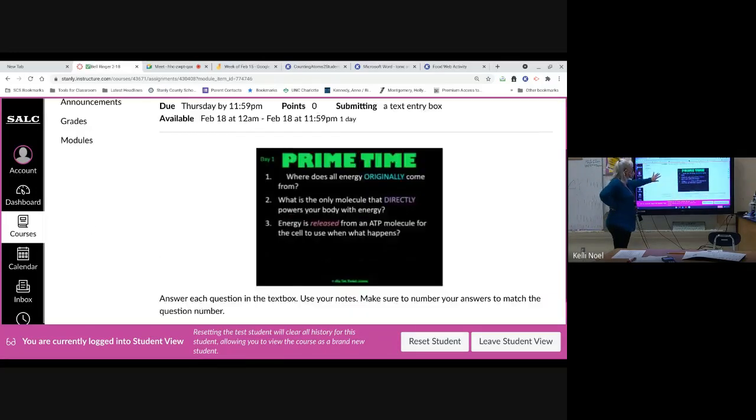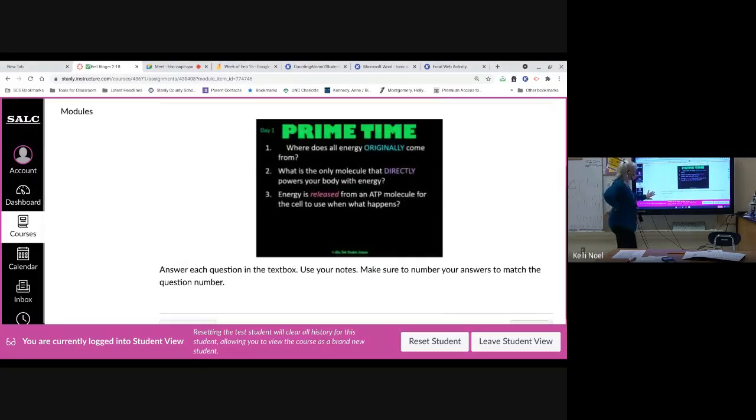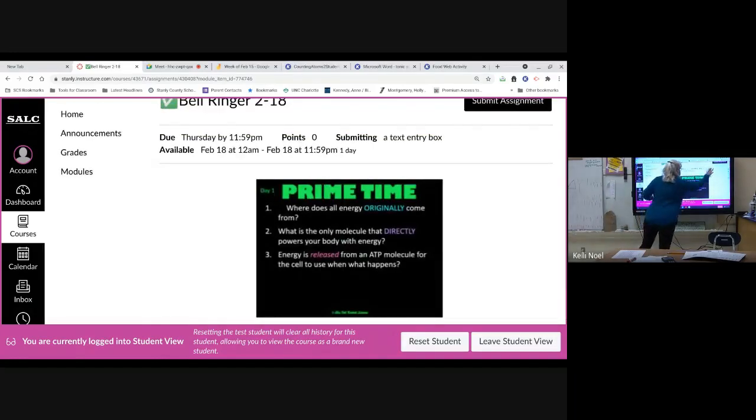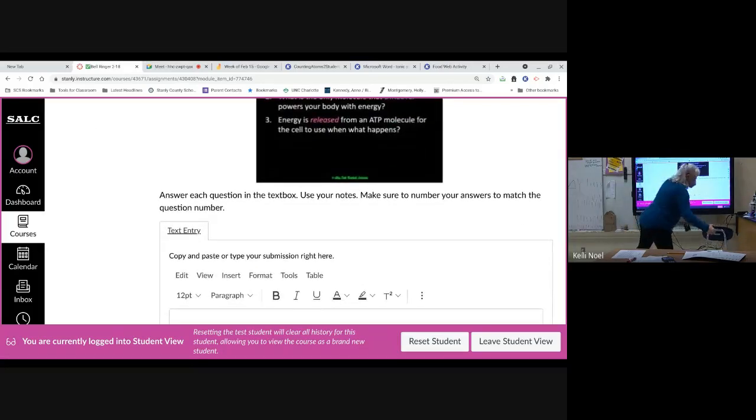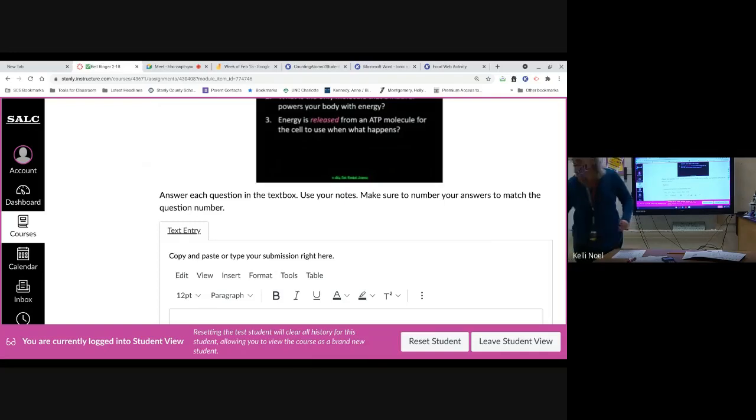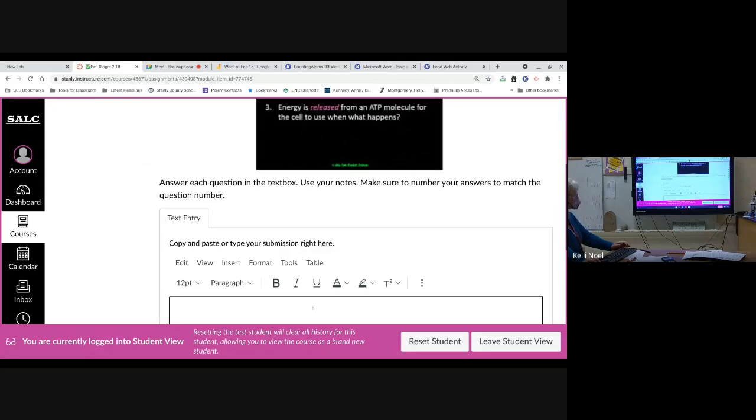So we have 3 questions here. And we're going to click on Submit Assignment so I can get my text box. And I mentioned it yesterday. It was not in the notes, but I mentioned where all the energy comes from originally, and that is the sun. So any energy that we get from food originally comes from the sun. So we're going to type in sun for number 1.